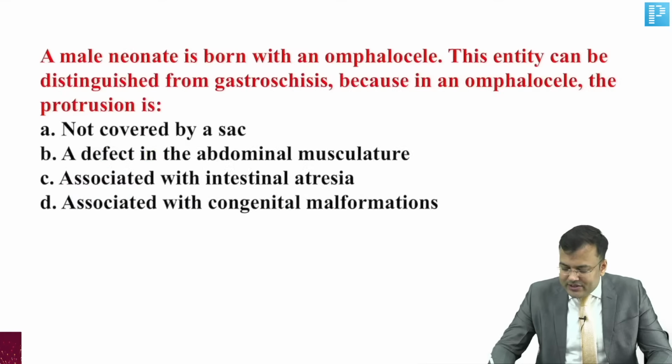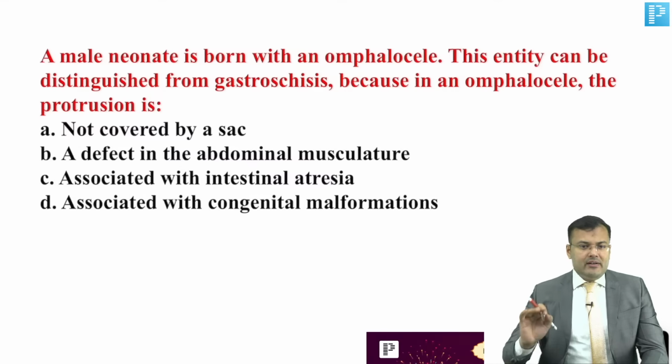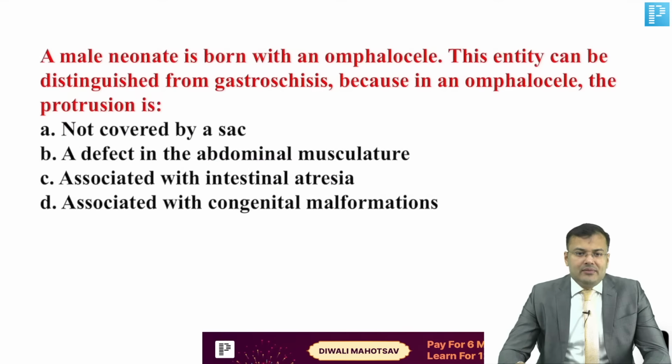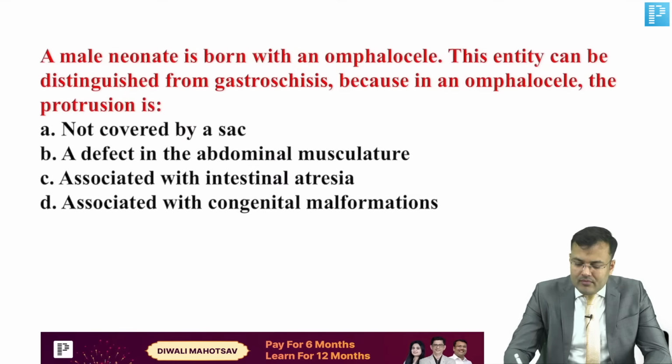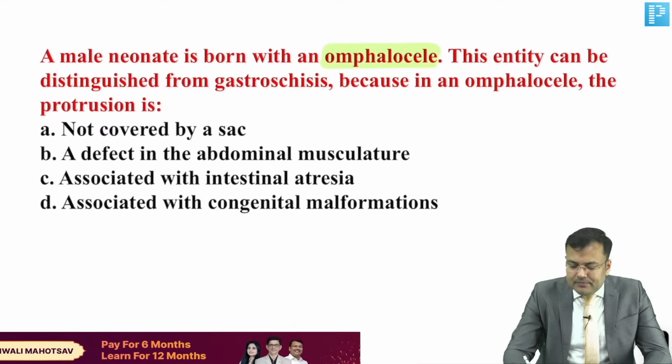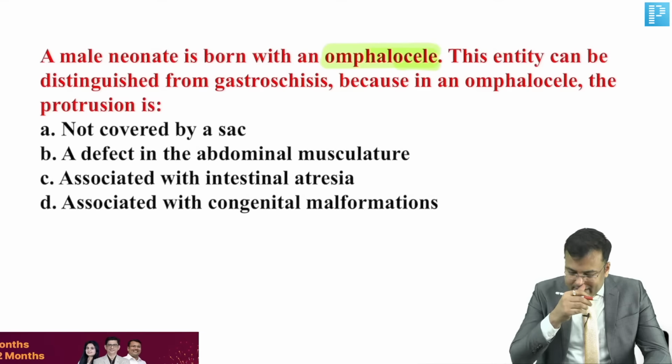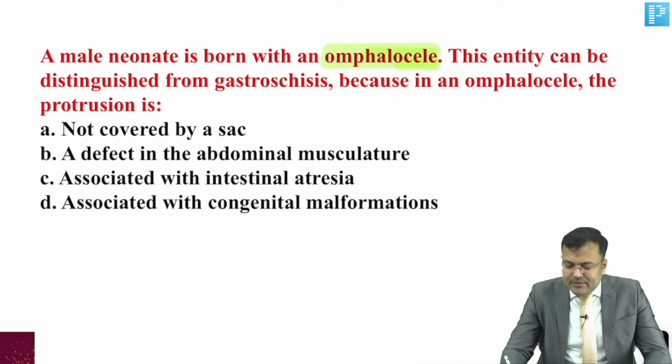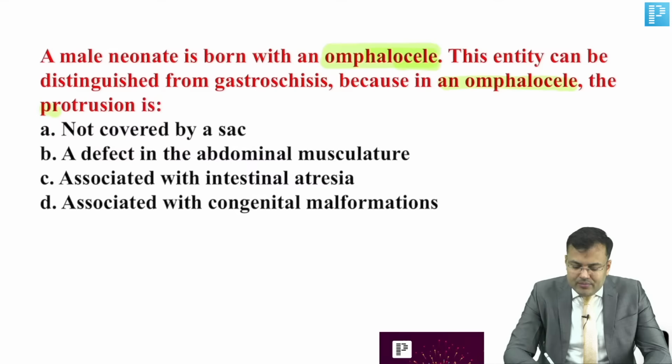Okay. Next question, guys. Very easy. Let me see who is going to mark the correct answer here. Male neonate born with omphalocele. This entity can be distinguished from gastroschisis because in an omphalocele the protrusion is.